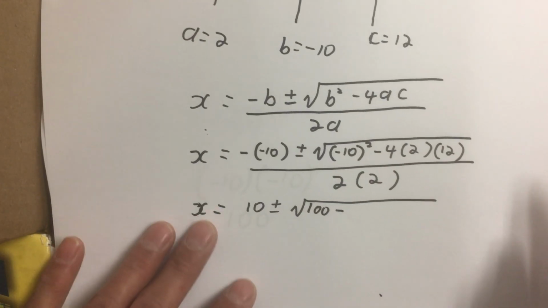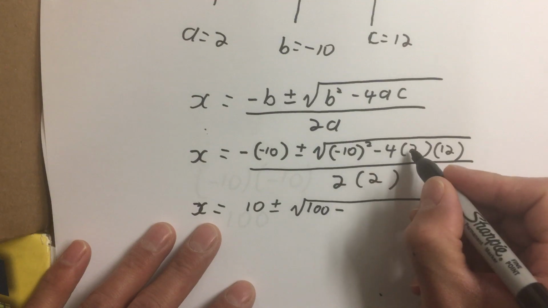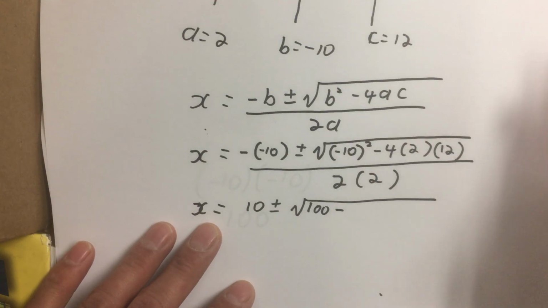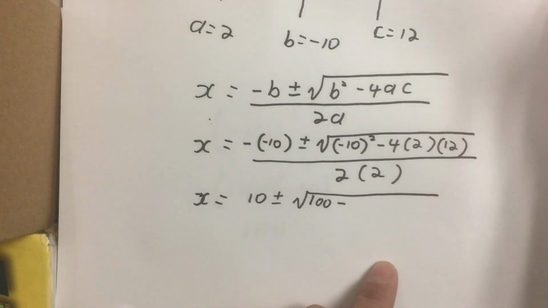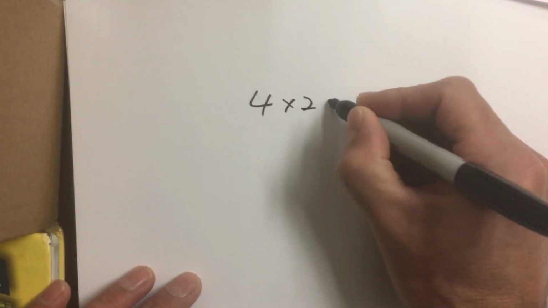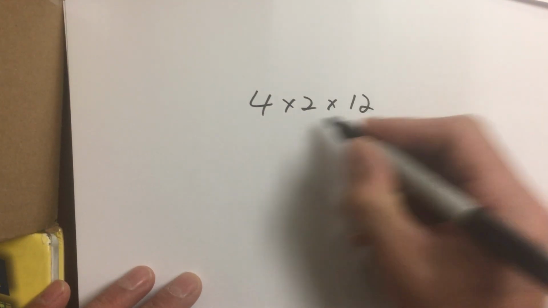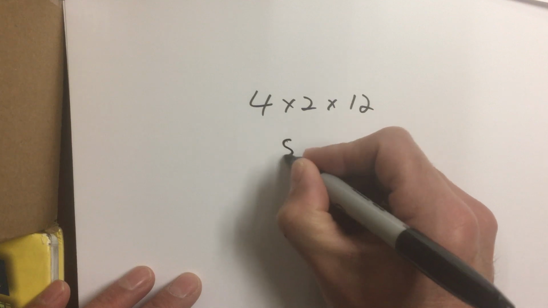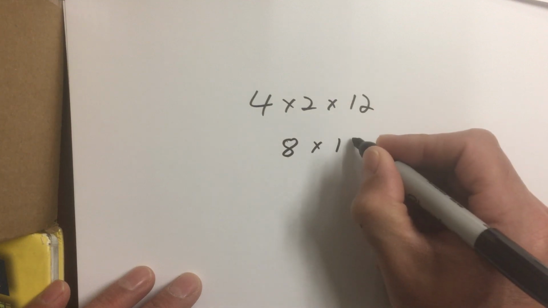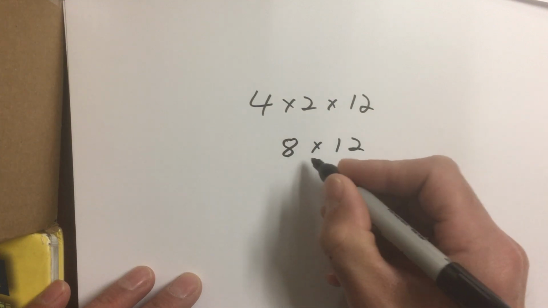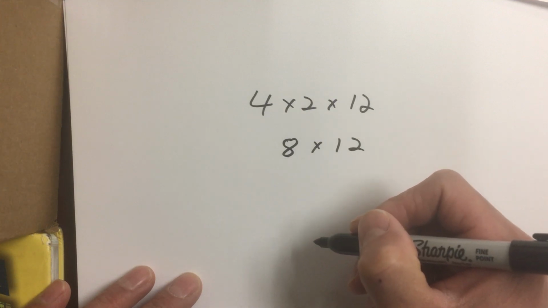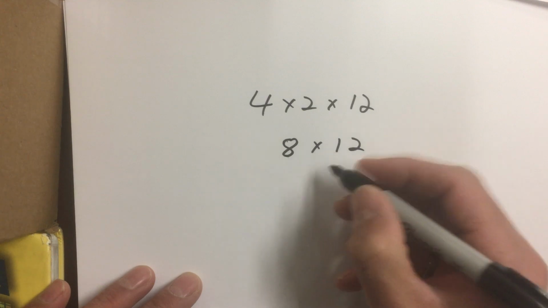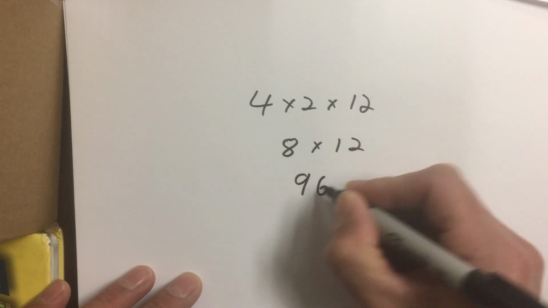Minus 4 times 2 times 12. See this? These three are being multiplied together. So on a separate sheet I can figure out that. I've got 4 times 2 times 12. Well, 4 times 2 is 8. So I really have 8 times 12. And 8 times 12, well, 8 times 10 is 80, and 8 times 2 is 16. So 8 times 12 is 96.